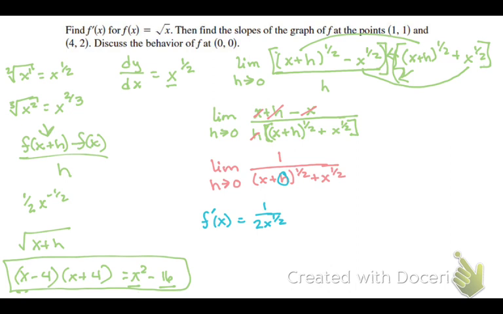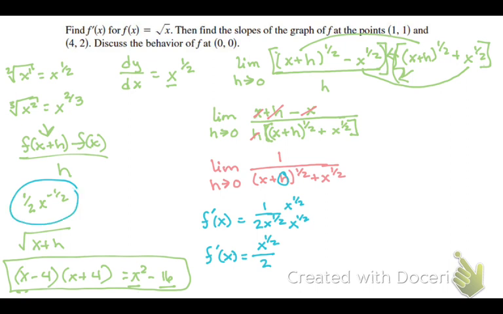Now, can I leave x to the 1/2 in the denominator? That's the square root of x. Can I leave that in the denominator? No. So I have to multiply by x to the 1/2 and x to the 1/2. So it gives me f prime of x equals x to the 1/2 over 2.